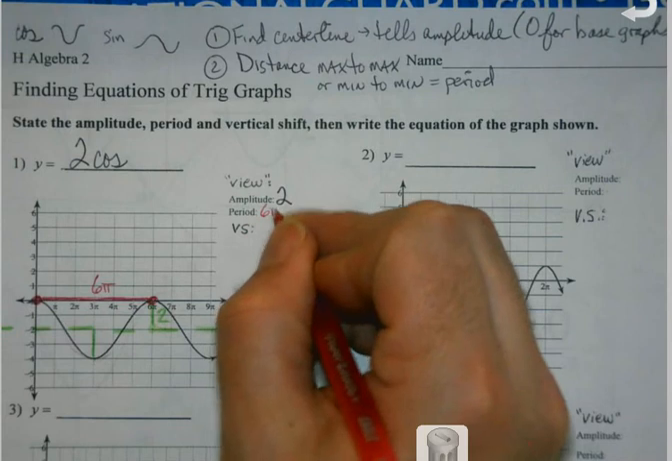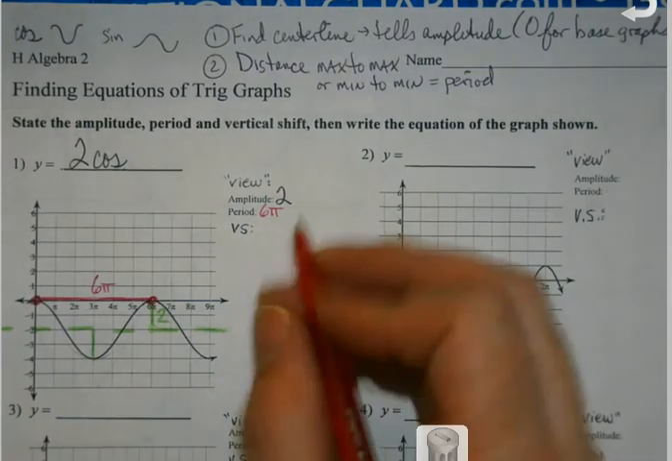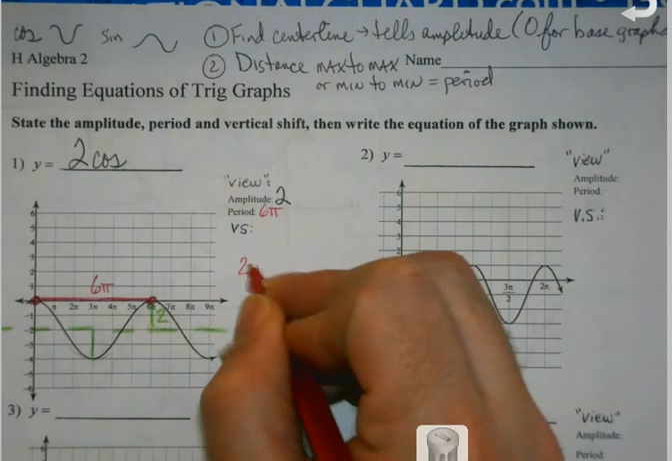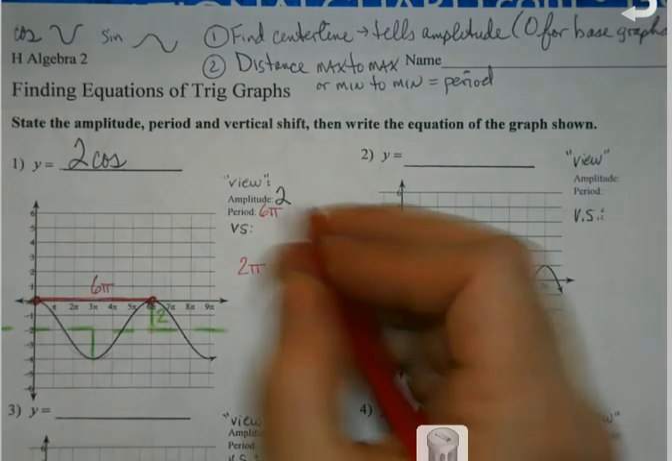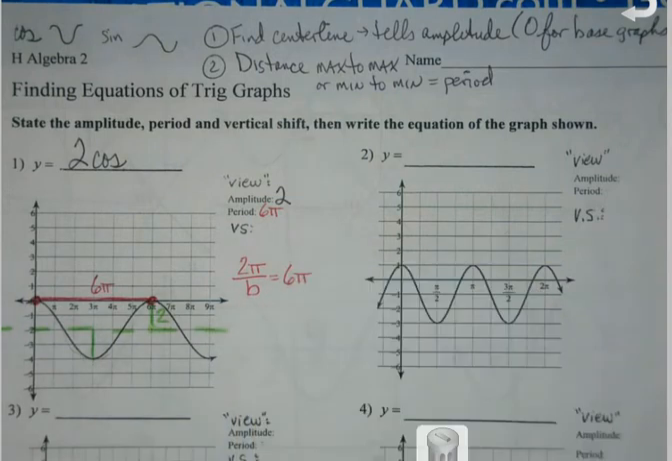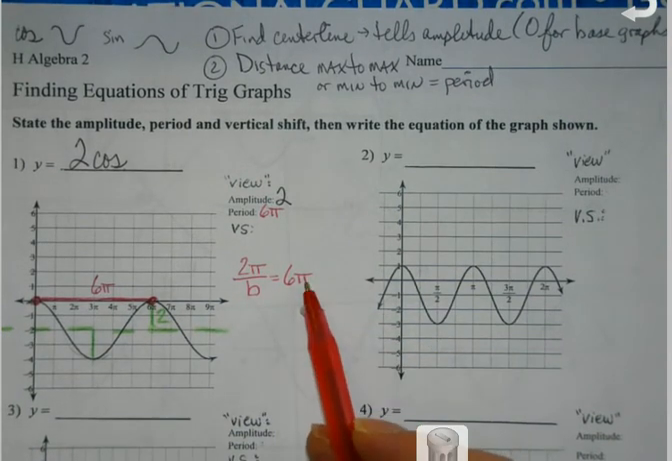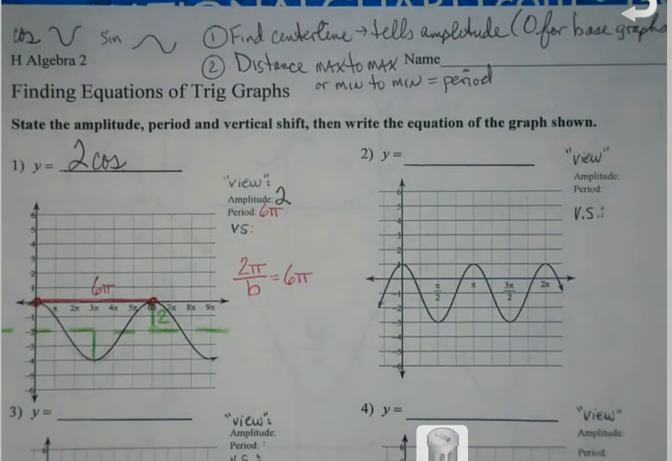Now, that doesn't tell me what I'm going to put in my equation, though. So that's what I have to watch out for. My period normally is what? 2 pi. So, since my normal period is 2 pi, 2 pi over b is going to equal whatever this new period is, because that's my formula for finding the period. Well, this is what my period is. So I look and I say, okay, I have to figure out what b is, because that's going to tell me the b value.